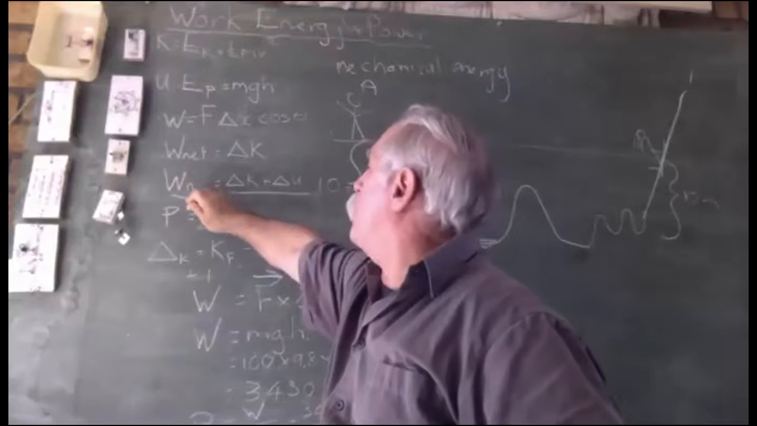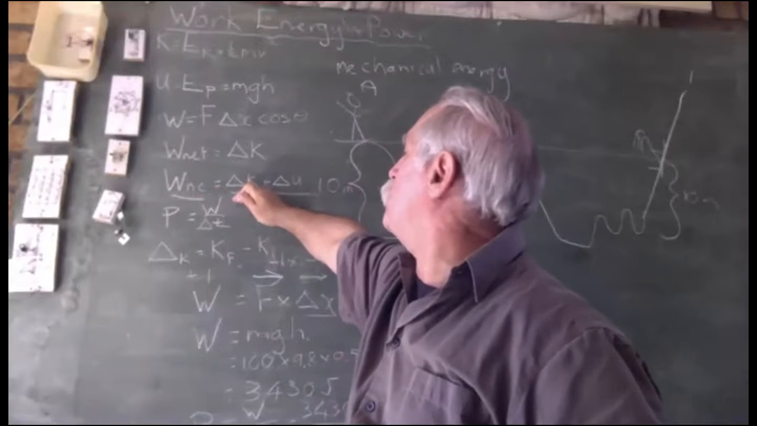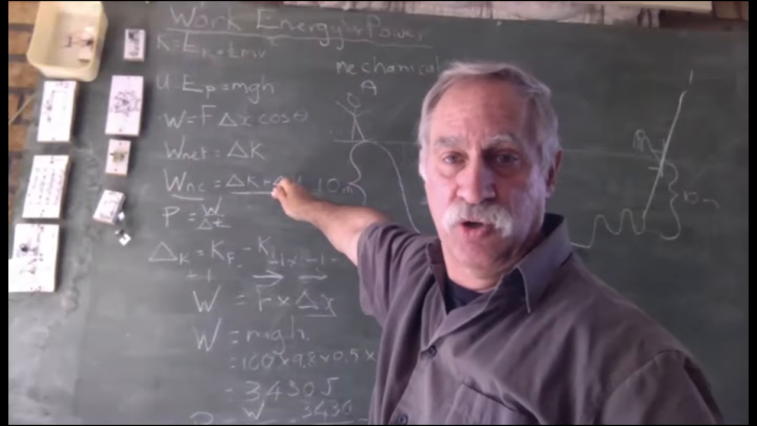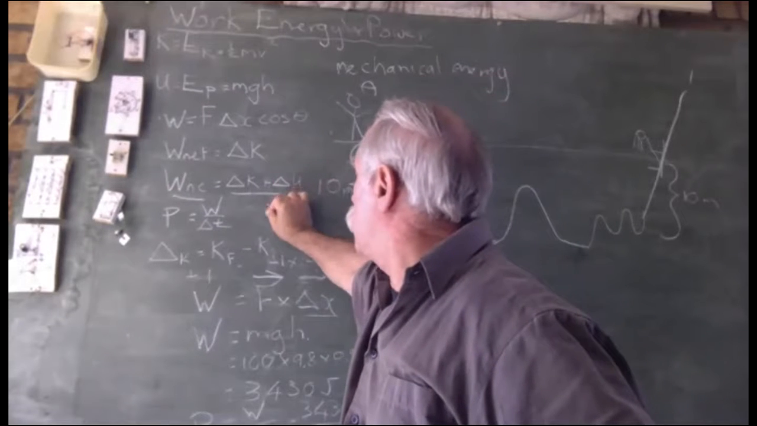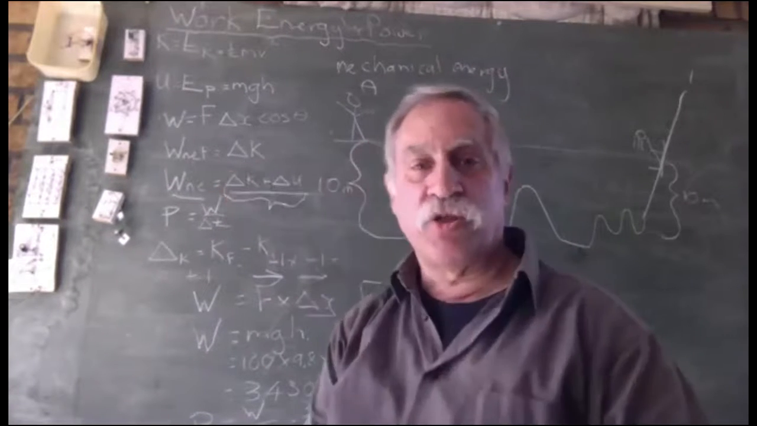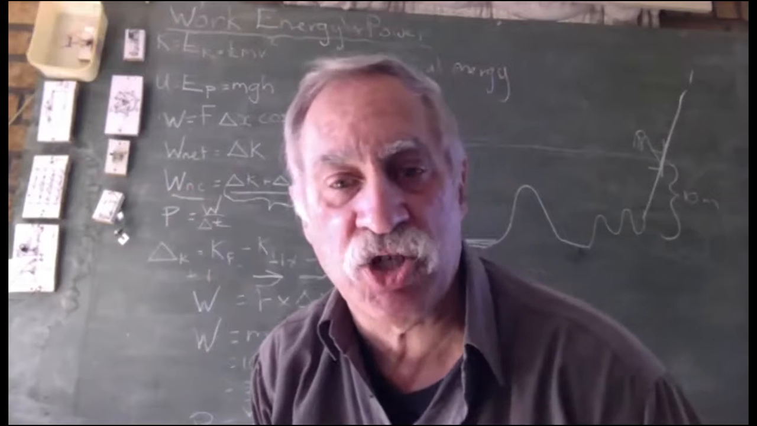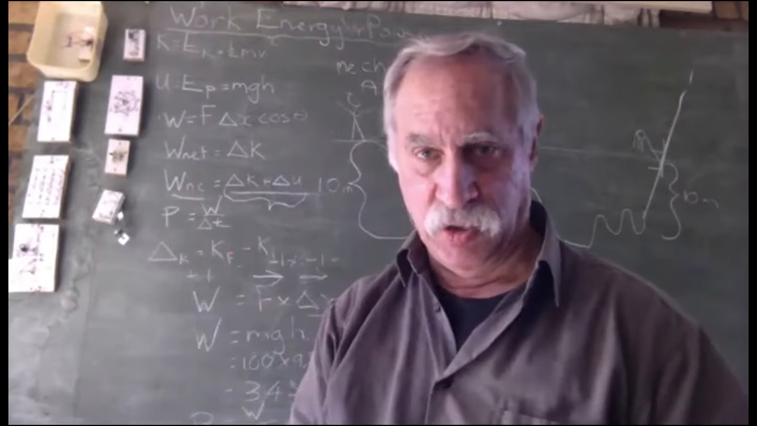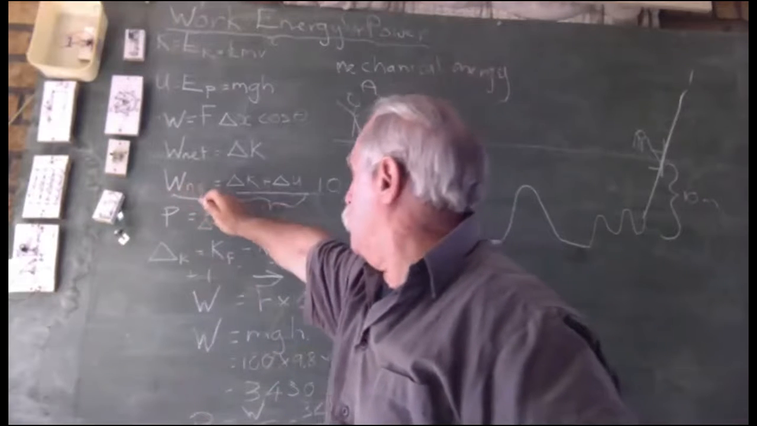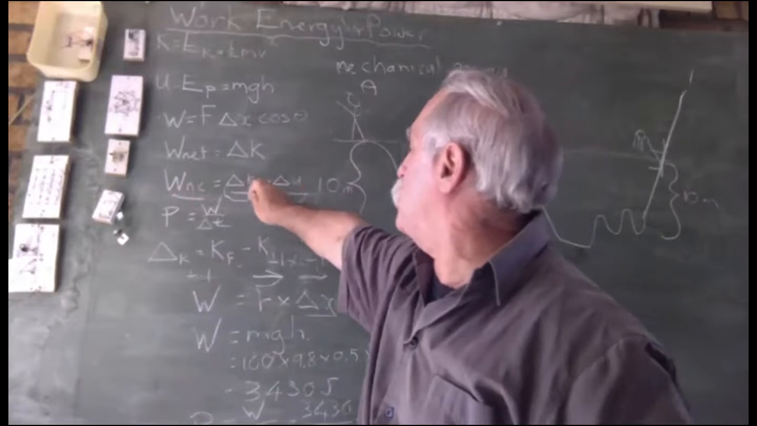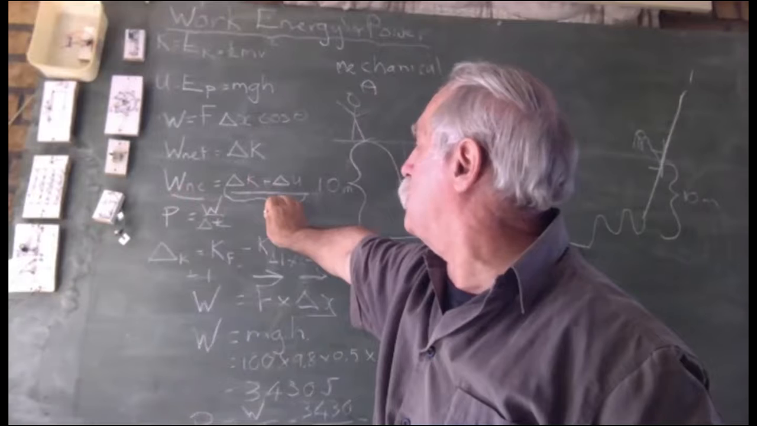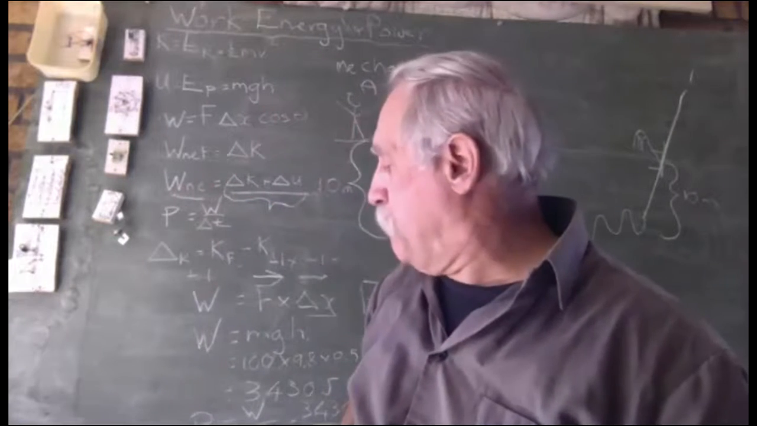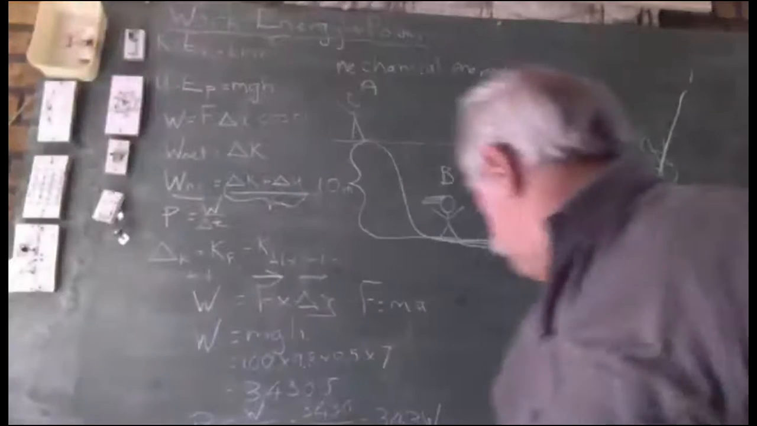And what is work non-conservative equal to? Change of kinetic and change of potential energy. In other words, those two add up to mechanical energy. So the thing that changes mechanical energy is friction. That's all that formula is saying. WNC is equal to a change of kinetic and potential together, which is a change of your mechanical energy.